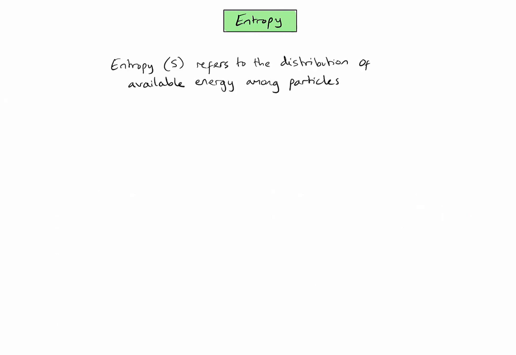In technical terms, entropy refers to the distribution of available energy among particles. However, we tend to simplify things a little bit in IB chemistry, so when talking about entropy, we're really considering how we might measure the disorder in a system. To try and demonstrate what we mean by disorder, let's first of all look at an example of a small lump of solid in a box.